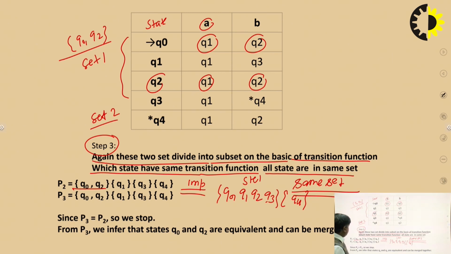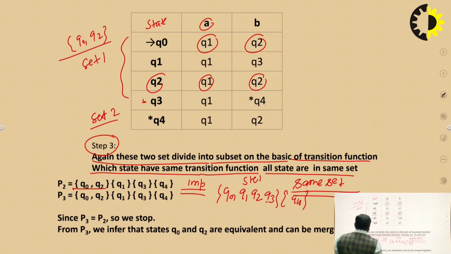Now check how many sets are remaining. Q1 and Q3. We check the transition function of Q1 and the transition function of Q2. If it is similar to Q2 or Q0, then it lies into the same set. If it is different, then it lies into a different set. If Q1 and Q2 have the same transition function, then they lie into the same set. If different, then they lie into different sets.